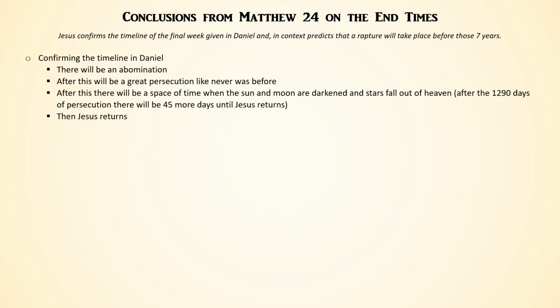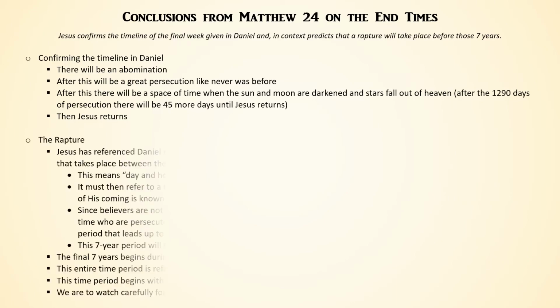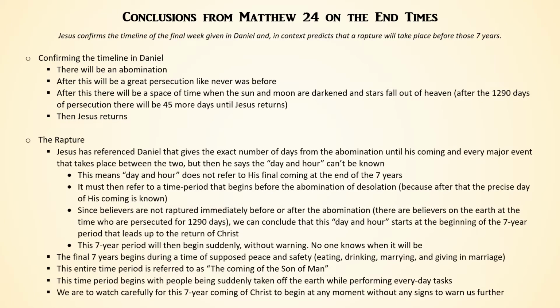And then, after that, Jesus returns, which is, again, Daniel was giving us all this stuff, and it was all leading up to the Messiah returning and setting up his kingdom. So he did confirm the timeline of Daniel, but he also confirmed a rapture that takes place before this. And here's the points where we can find that. Because Jesus referenced Daniel, that gives the exact number of days from the abomination unto his coming, and every major event that takes place between the two.